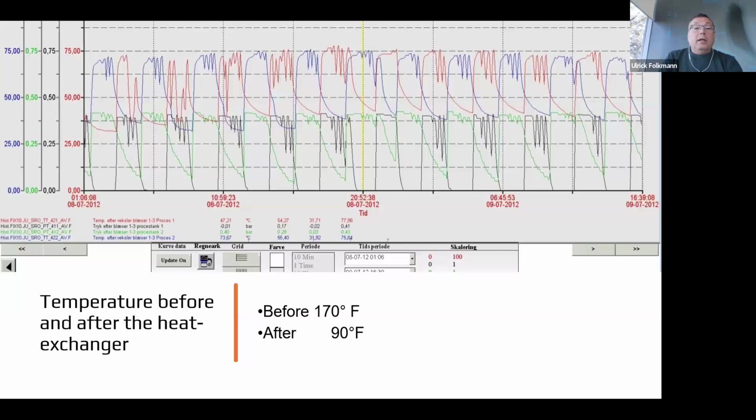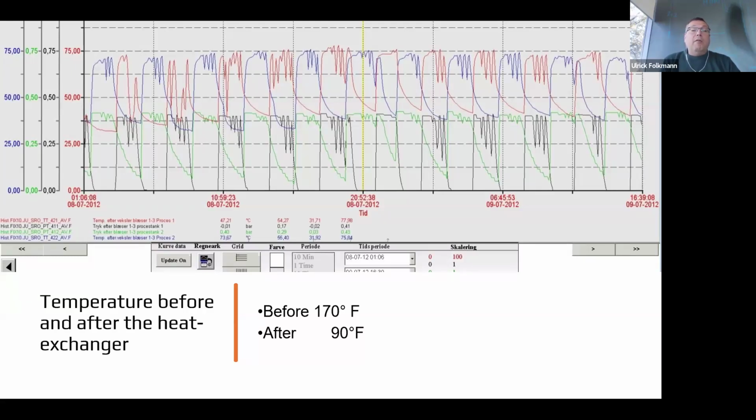The blue line is the temperature coming in before the heat exchanger from the blowers. I'm sorry, this is in Celsius, but do a calculation. Before it was around 170 Fahrenheit, and after it was below 19 Fahrenheit.